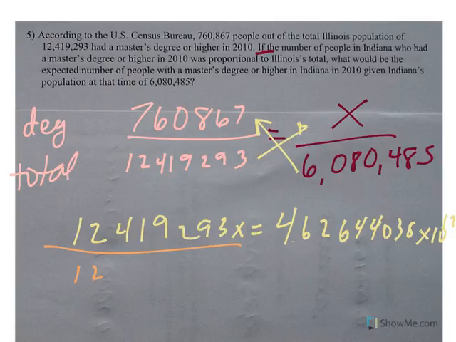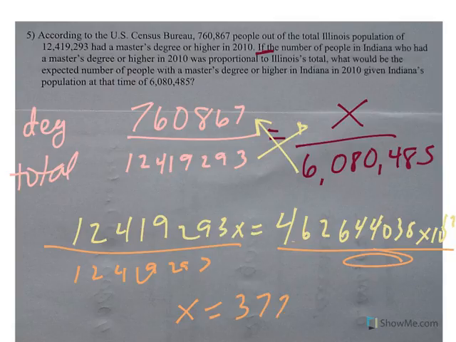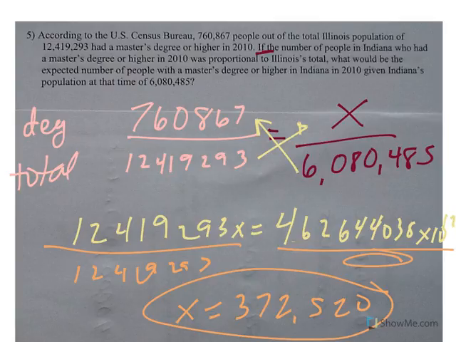I'm going to divide by this big number in front, both sides, and I'm going to round to the nearest whole number because we're talking about number of degrees, and you can't get a partial degree. See, it's all or nothing there. And so if Indiana's degree attainment was proportional to that of Illinois, 372,520 people would have master's degrees or higher in Indiana in 2010.